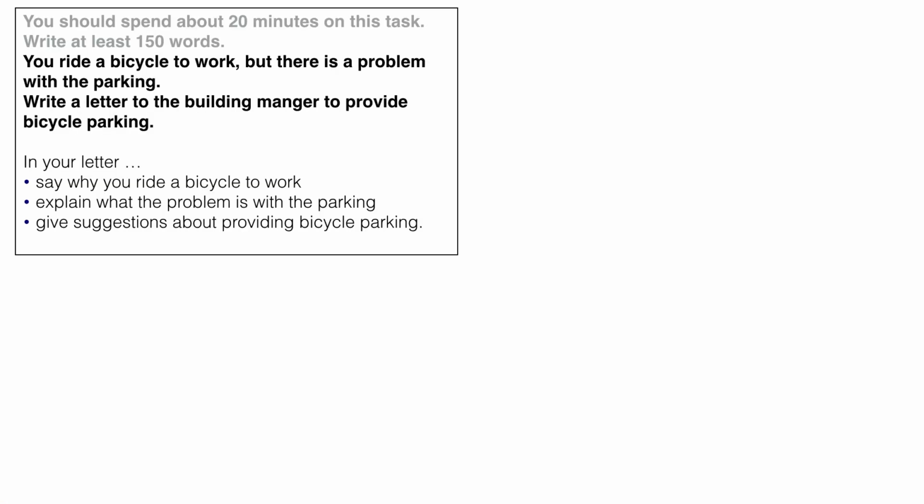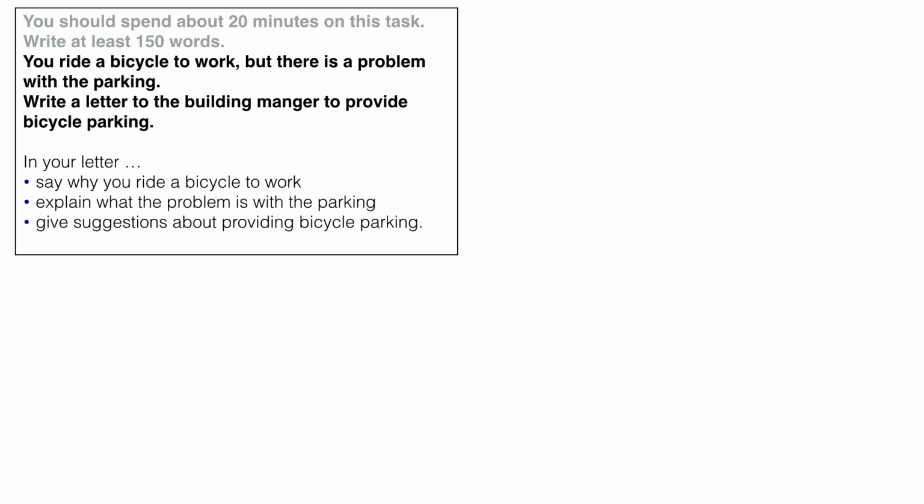We can see there you should spend 20 minutes and write at least 150 words. I recommend 200 as a maximum, as more than that tends to be a waste of time. Now it says you ride a bicycle to work, but there is a problem with the parking. Write a letter to the building manager to provide bicycle parking. So you know who you are writing the letter to. You should know the style of the letter.